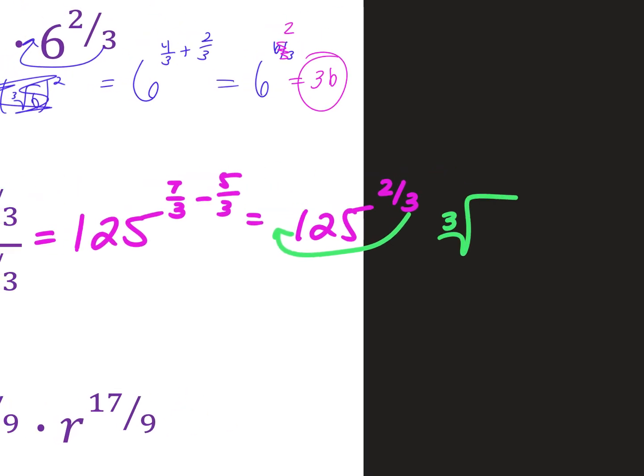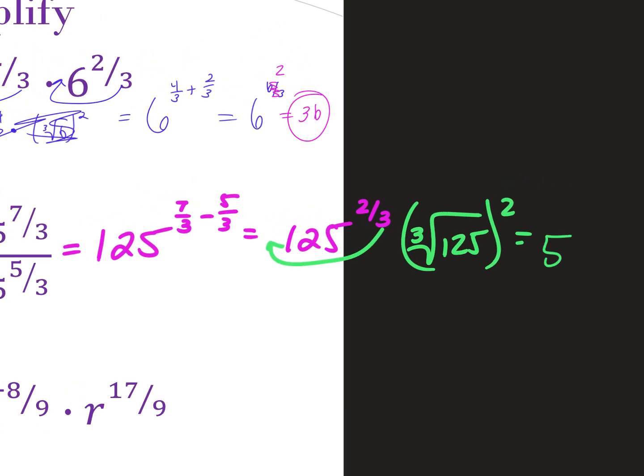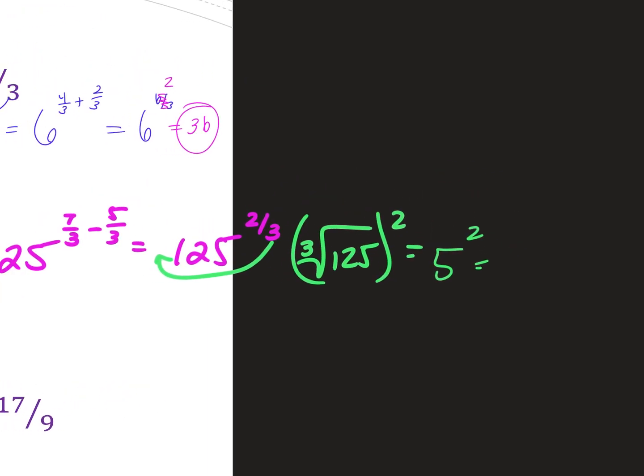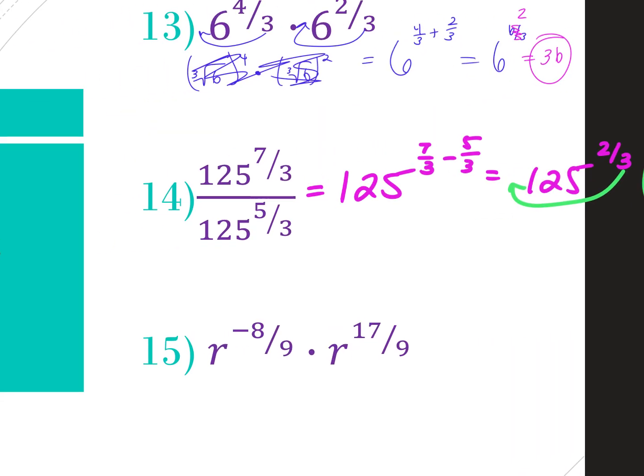Okay, so 3 becomes my index. I have the cube root of 125 squared. What's the cube root of 125? 5, and 5 squared is? Perfect. All right, anybody else see that a different way? Everyone saw that exactly the same way? I find that hard to believe.